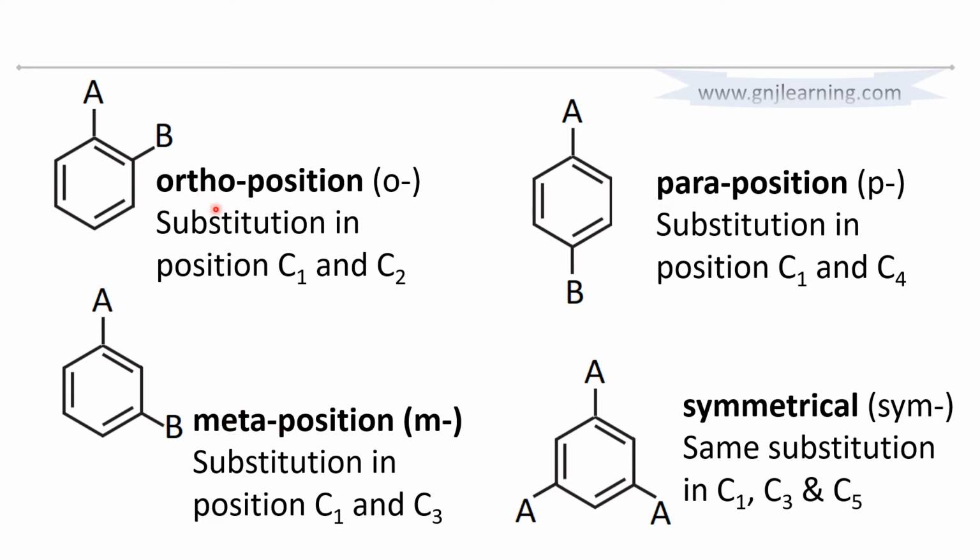So ortho means it is nearby, that is in carbons 1 and 2. Para means it is the farthest carbon, that is 1 and 4. Whereas if it is intermediate, in 1 and 3, it's called meta. And if they are all the same group substituting, and they come in 1, 3 and 5 positions, that is 3 substitutions, then it is called symmetrical substituted benzene. Clear?